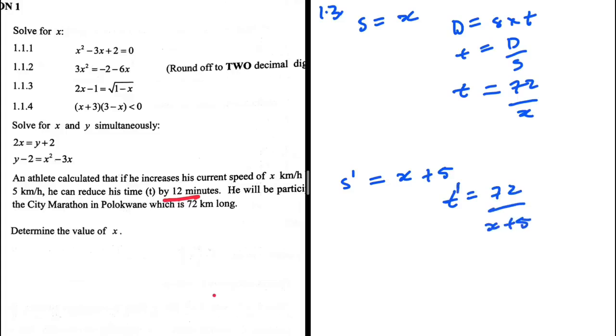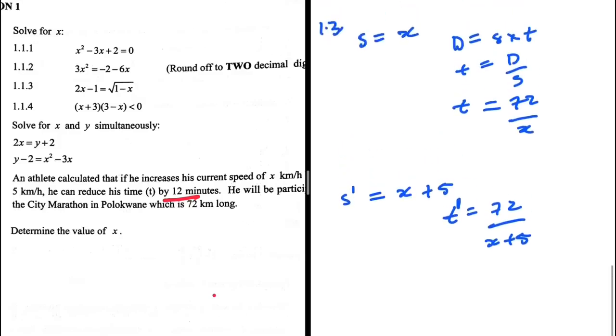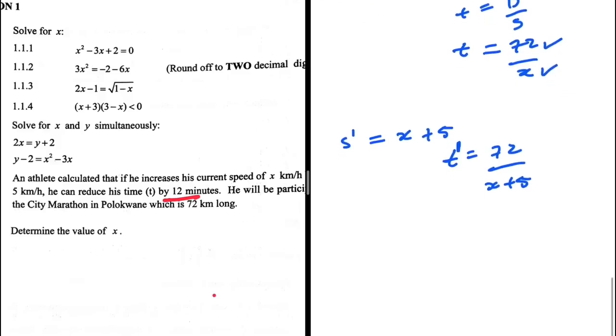So let's also differentiate this time because they're not going to be equal to each other. But we know that we reduce the time by 12 minutes when we increase the speed to x plus 5. So t minus t prime should give us 12 minutes. But our distance is in kilometers and our speed is in kilometers per hour. So we need to convert that 12 minutes to hours.